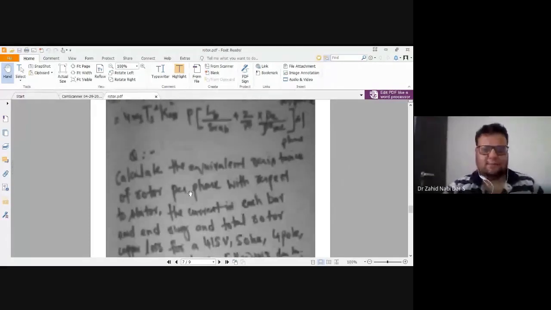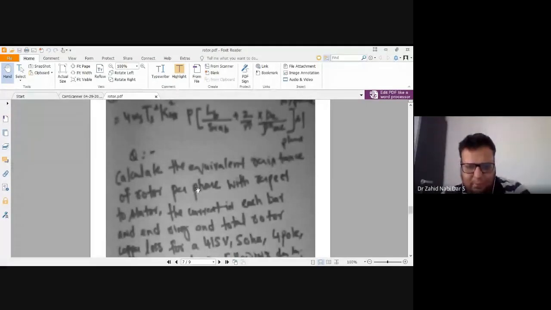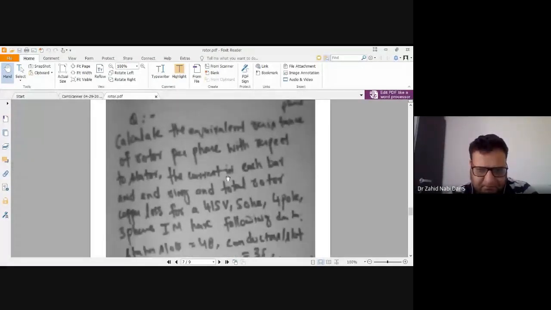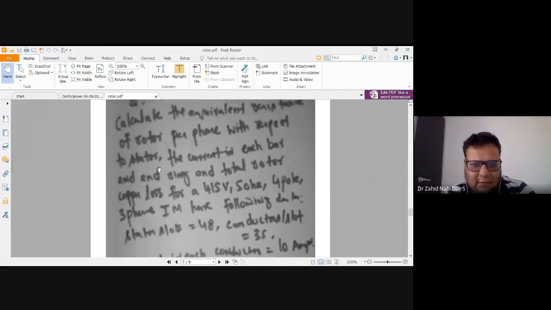Okay, now let's see. Calculate the equivalent resistance of rotor per phase with respect to stator. So that means you have to refer your rotor resistance with respect to stator. So from the first line that we have understood, what we have to do. Now then again, the second point says the current in each bar is IB, and end ring current is IE, and total rotor copper loss for a 415 volt, 50 hertz, 4 pole, 3-phase induction motor have the following data. Your voltage is 415 volt, 50 hertz is your frequency, number of poles is 4.